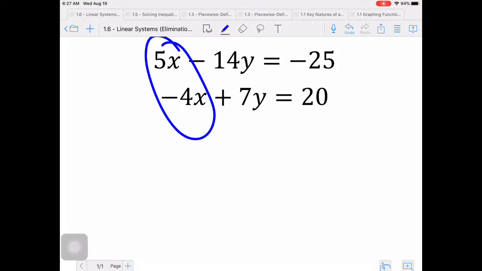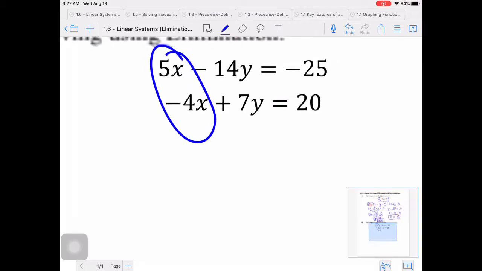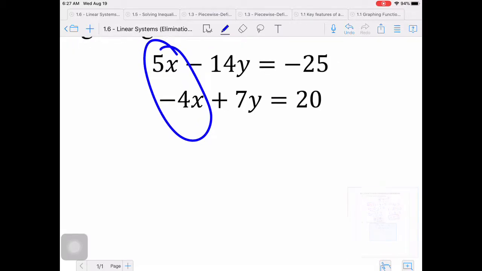Now, by using multiplication and keeping the equation equivalent or balanced, I can make those two numbers the same. I can multiply 5 times 4 and make it a 20, and I can multiply 4 times 5 and make it a 20. Now, that seems like it's going to be a lot of work because I'm going to have to multiply both equations. And imagine multiplying 4 times 14 and 4 times 25. That's going to give you huge numbers. So I'm going to go ahead and look at the y's.